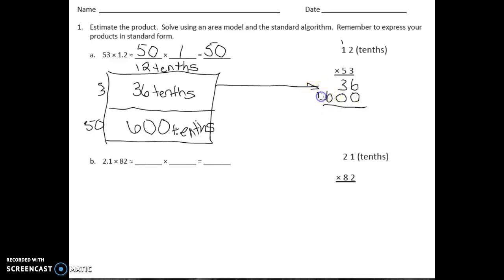Now when we add them together, we're going to bring down the 6 because we're adding nothing to it. We bring down the 3 because we're adding nothing to it. The 6 just comes on down. And we know that 600 plus 36 gets us 636.